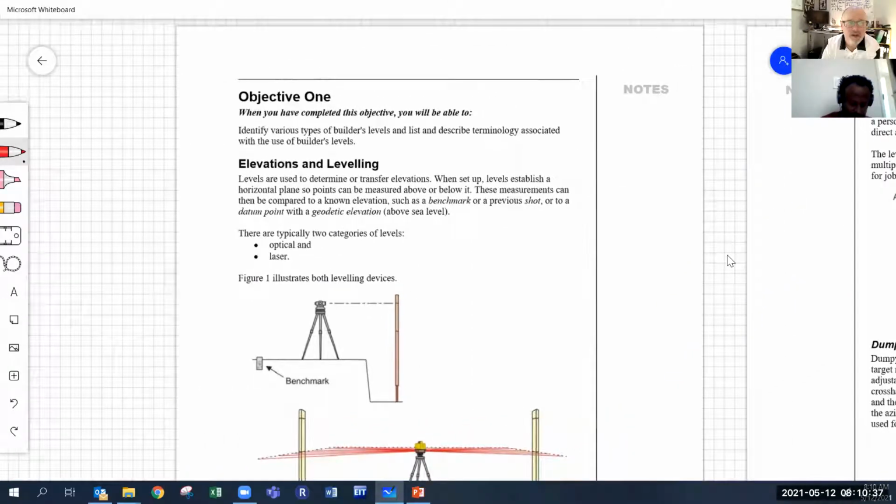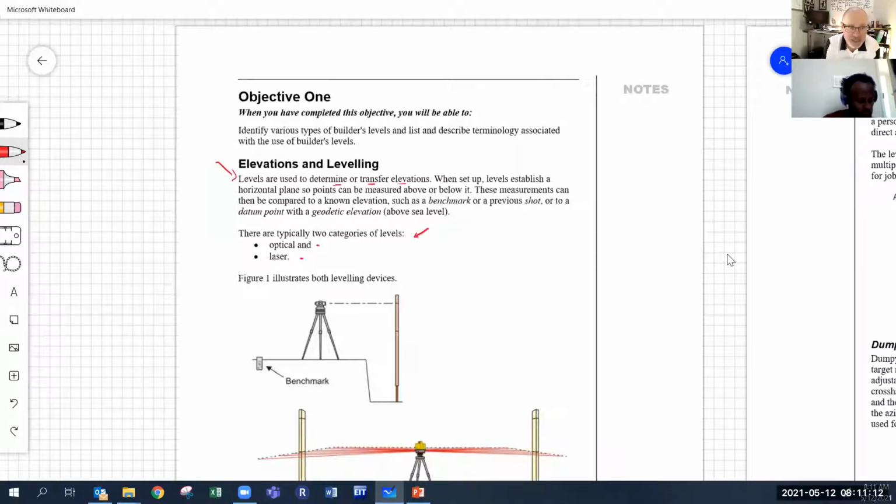So objective 1, elevations and leveling. Levels and builders levels are used to determine or transfer elevations. When they're set up, levels establish a horizontal plane. So this is a level. There are two types of levels. One is optical and one is laser. And so these are just trying to give us a certain starting point.